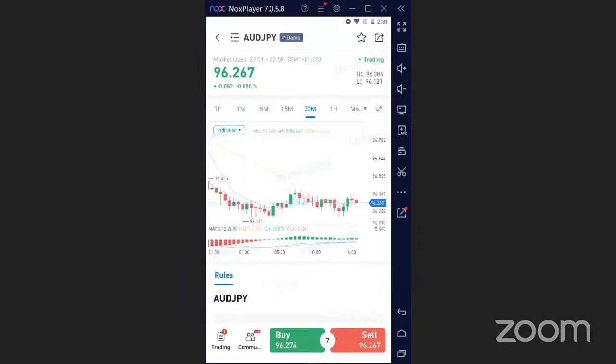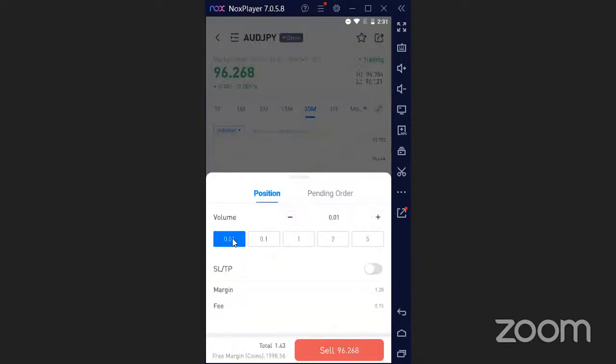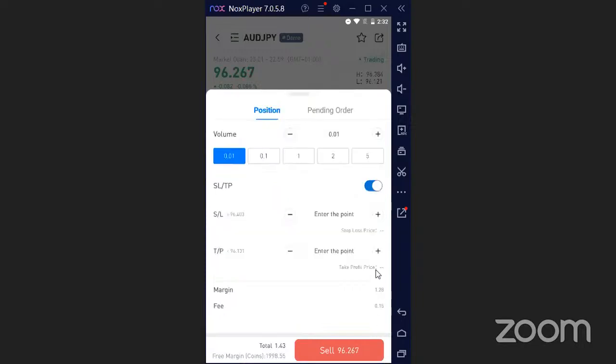So we bought the other time. Let's say we want to sell. You just click on sell and set your volume. As a beginner, if you have less than $50, I will always advise you to use 0.01. Please, guys, this is very important. Always use 0.01 if you have less than $50.